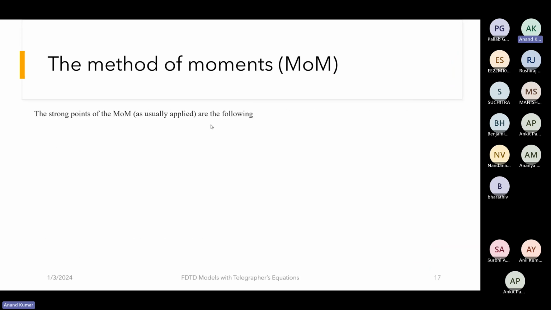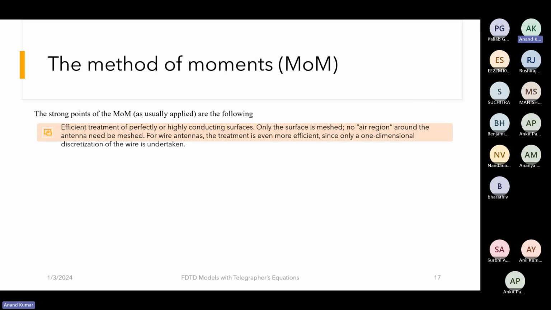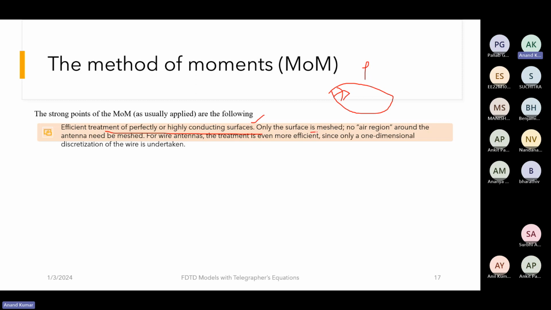Let's look at the strong points of method of moments. There is efficient treatment of highly conducting surfaces. So it's very good for PECs because we're solving for currents and charge density, and since we are meshing only the surface, if it is PEC, it is solved in the best way. Only the surface is meshed, no air region around has to be meshed. So we don't have to care about the boundary termination.